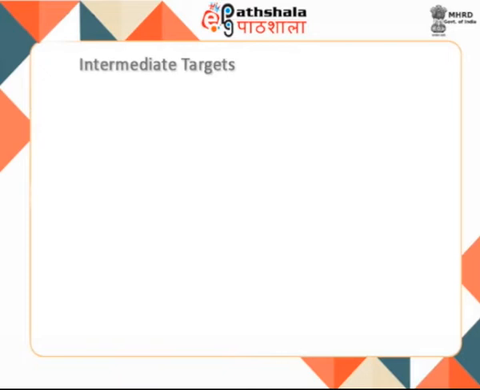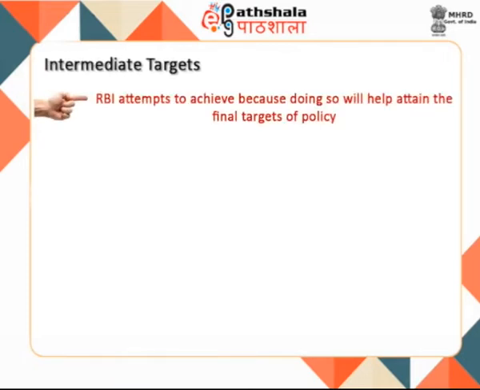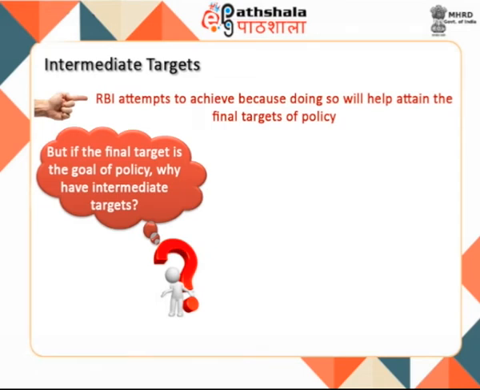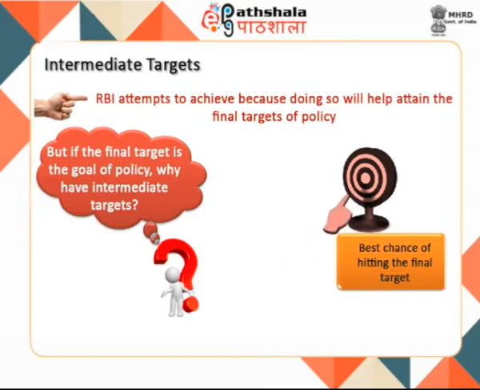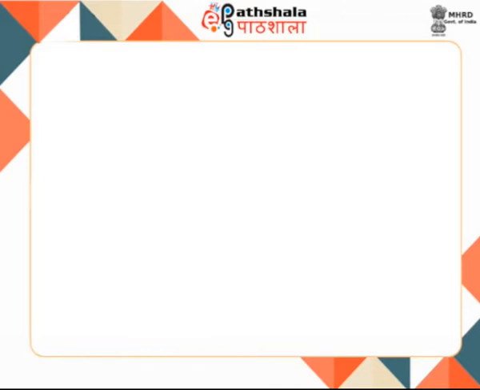Intermediate targets are targets that the RBI attempts to achieve because doing so will help to attain the final targets of policy. But if the final target is the goal of policy, why have intermediate targets? That is, why aim at an intermediate target when the final target is the true goal? You might think the only reason for aiming at the intermediate target is to give you the best chance of hitting the final target, but we will see that this is not always the case. The answer to the question of why the RBI adopts intermediate targets has several parts.